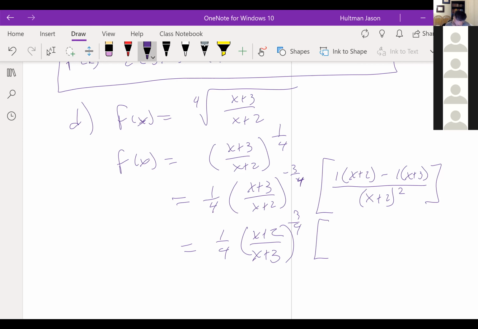So we're going to get up here, it gets real nice too, because what happens to the x's when I distribute this negative sign? This becomes x plus 2 minus x minus 3 all over x plus 2 squared. So the x's cancel out. Wish my x's would cancel out.